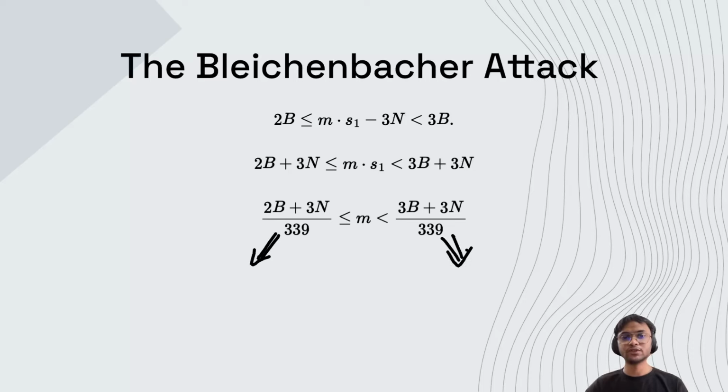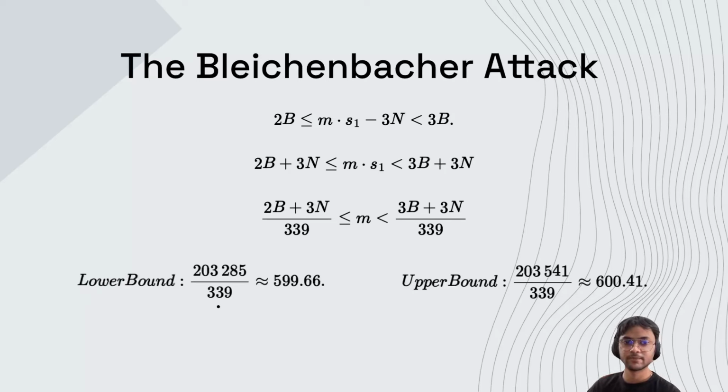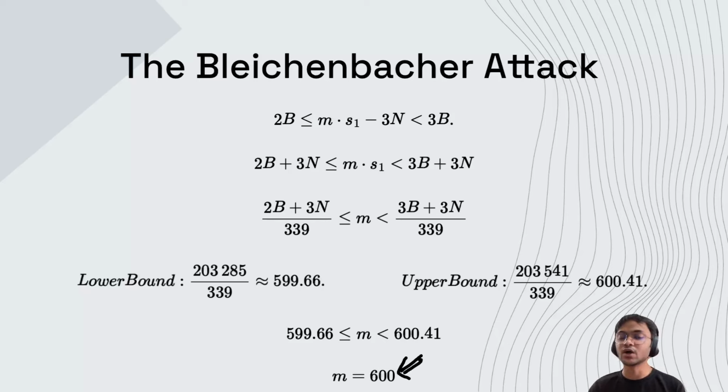So the lower bound that we find in our example is this. We plug in all the values and compute the lower bound as 599.66 and the upper bound as 600.41, which means that M must lie between 599.66 and 600.41. There's only one such integer that can lie in this range, which is M equals 600, and that is how we've recovered the plaintext using Bleichenbacher's attack.